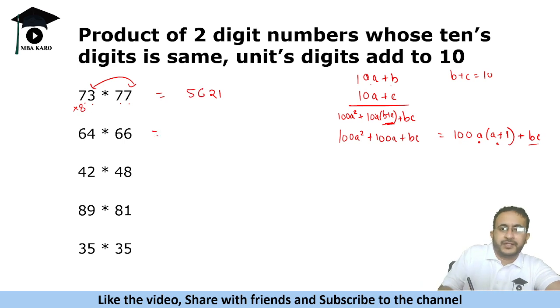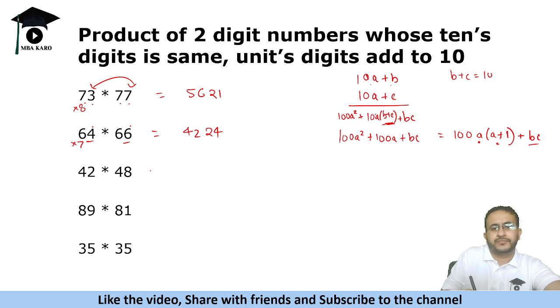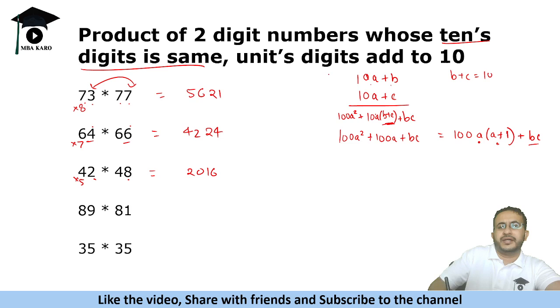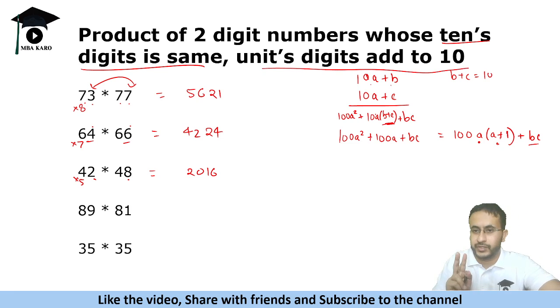Now this is 64 into 66. 4 into 6 is 24. And 6 you multiply by 7. You get 42. 2 into 8 is 16. 4 into 5, which is 20. See, this is a special case wherein the tens digit is same and the units digits add to 10. Only in this particular case.